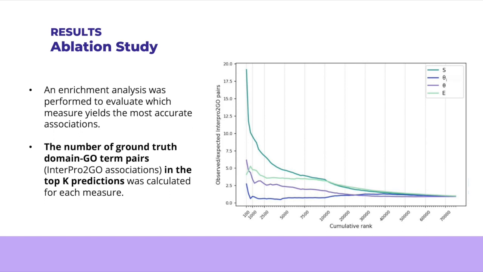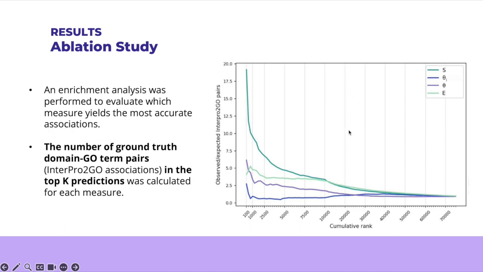To evaluate the accuracy of different association scores, we conducted an enrichment analysis. We ranked the predictions for each of the four measures and assessed the number of ground truth domain GO term pairs that appeared within the top K predictions. The ground truth pairs were derived from the manually created InterPro2GO dataset. To estimate the expected number of ground truth mappings in the top K predictions, we used the ratio of InterPro2GO verified pairs across the entire prediction list. The enrichment plots show the performance of each association score.